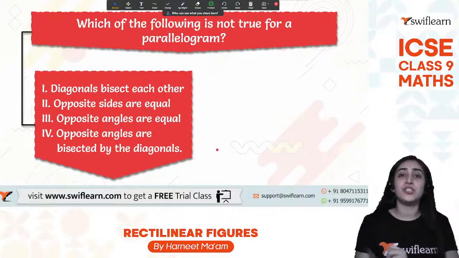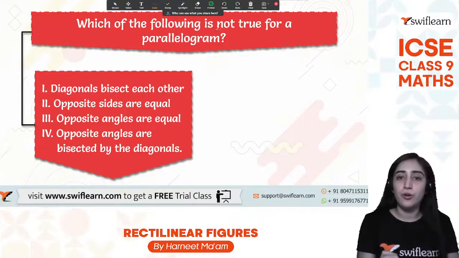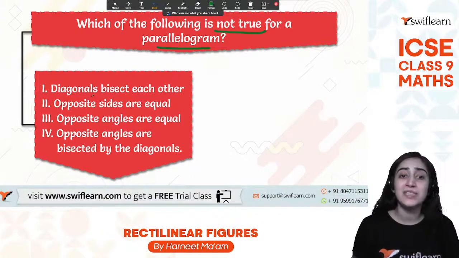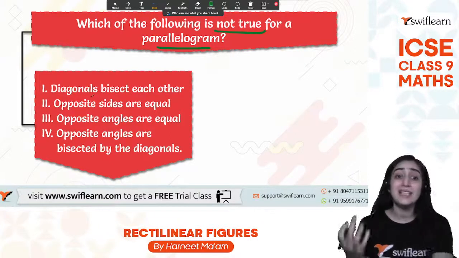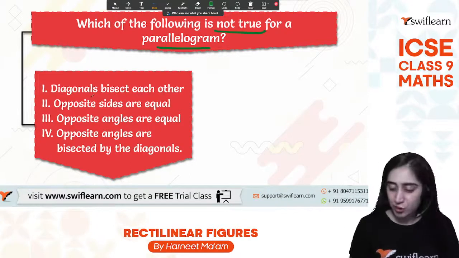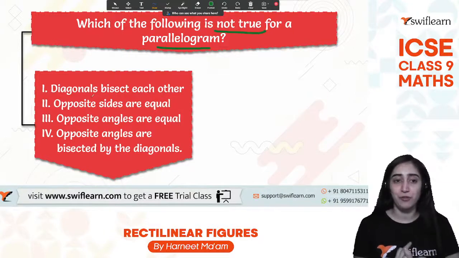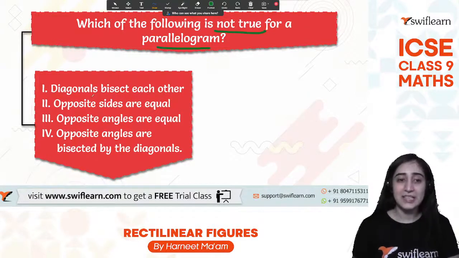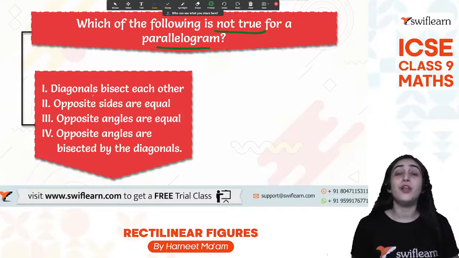Moving on to the next one, which is not true for a parallelogram. The options are: diagonals bisect each other; opposite sides are equal; opposite angles are equal; opposite angles are bisected by the diagonals. What do you think will be the right answer? Be careful, the options are really very close. Try it. Is it 1, 2, 3, or 4? Which option is right? The following is not true.